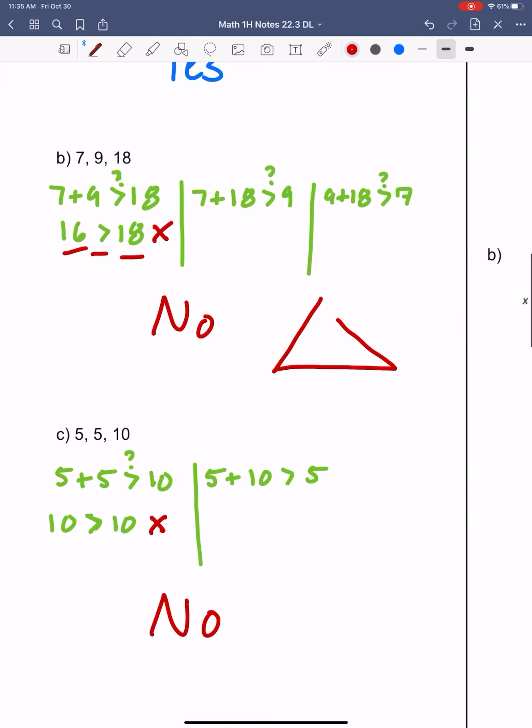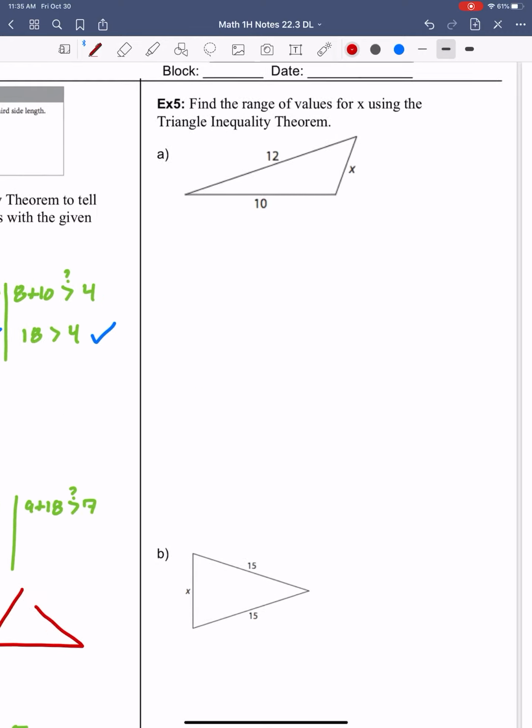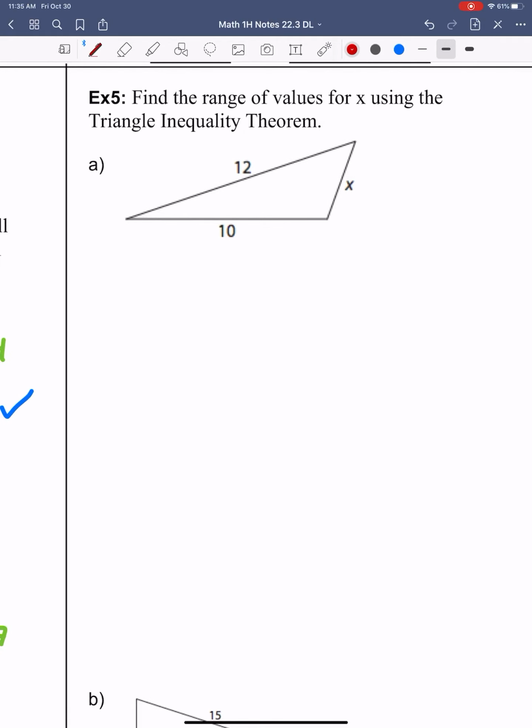All right, we'll keep moving here. It says find the range of values for x using the triangle inequality theorem. So I'm going to set up the same scenario as before, right? I know that if I do 12 plus x, that has to be greater than 10. So that's option 1.